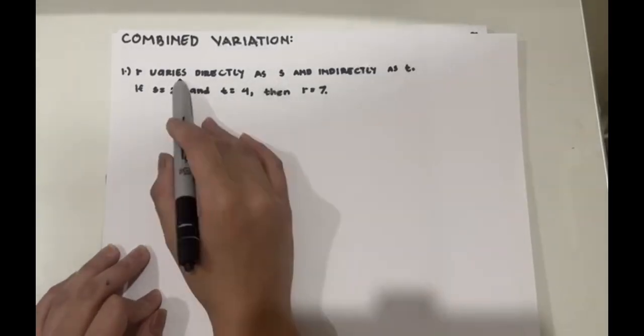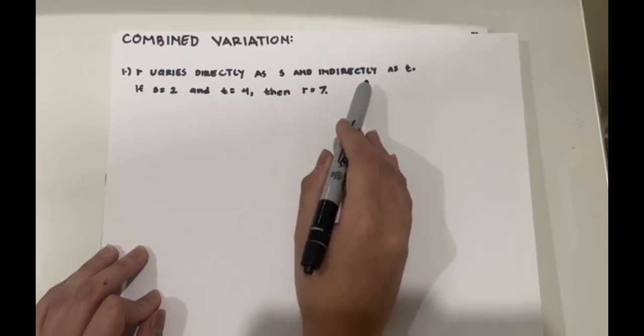Next up is Rian Lay Valencia, who is going to report about combined variation. Hi everyone, today I'm going to show you how to solve a problem about combined variation step by step. The problem says that r varies directly as s and inversely as t.